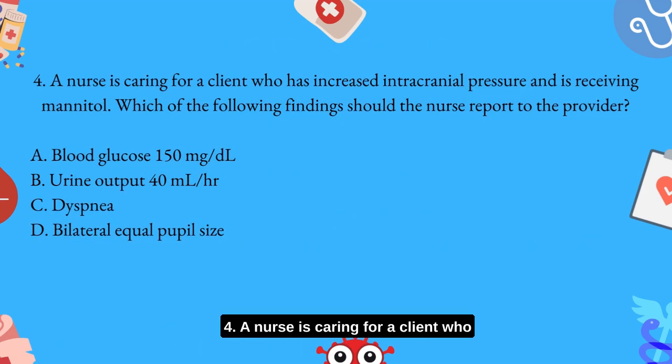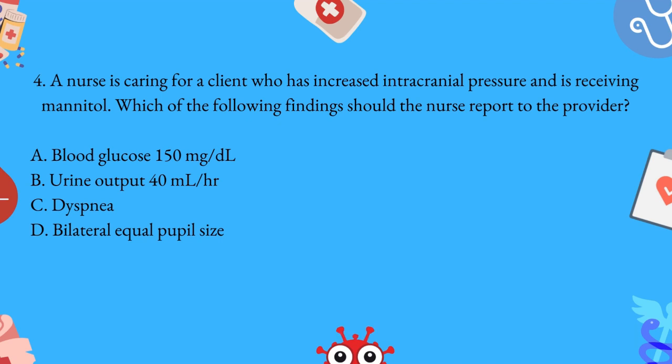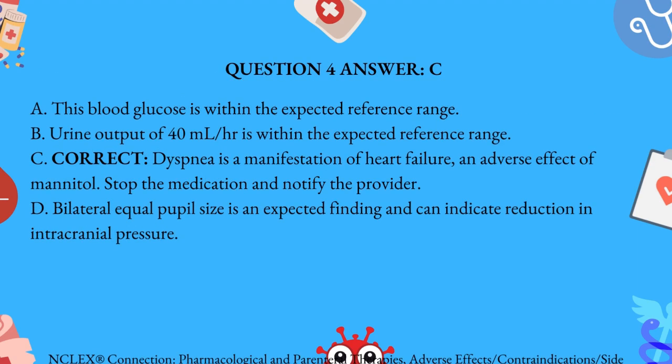4. A nurse is caring for a client who has increased intracranial pressure and is receiving mannitol. Which of the following findings should the nurse report to the provider? A. Blood glucose 150 mg per deciliter. B. Urine output 40 ml per hour. C. Dyspnea. D. Bilateral equal pupil size. Question 4 answer is C.